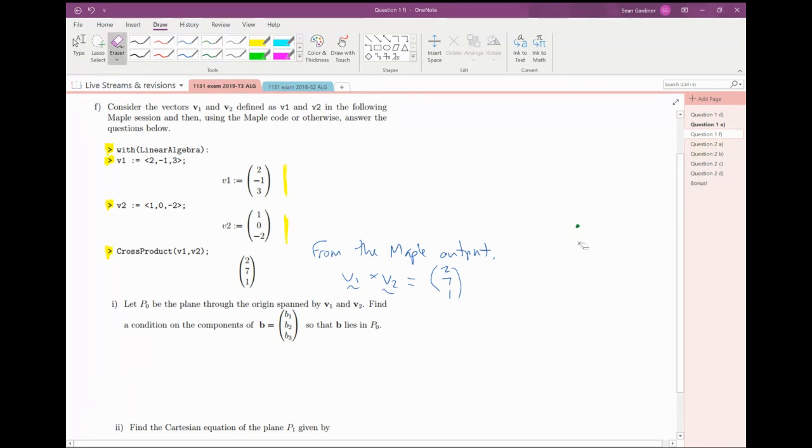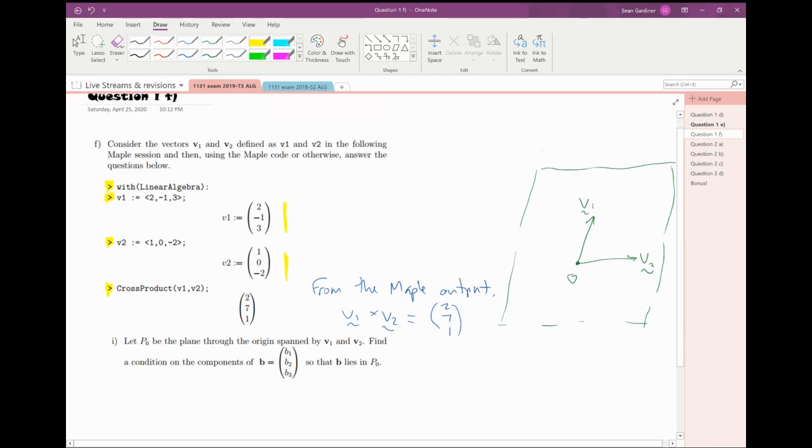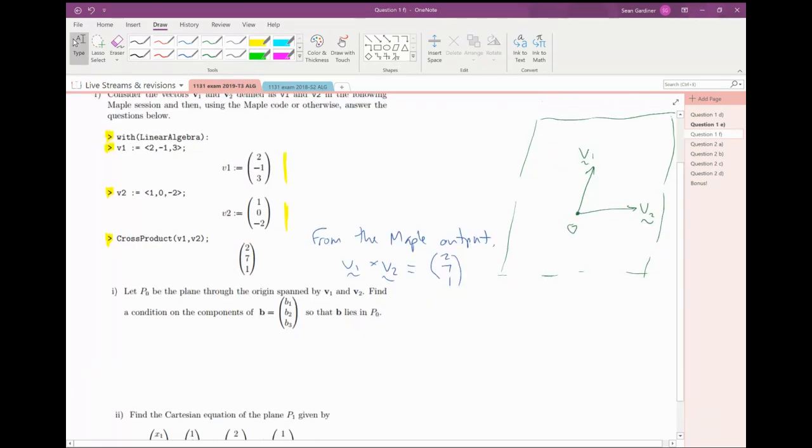That's an O, right? We have the origin, and we have two vectors, v1 and v2. Who knows where exactly they point, but they point from the origin. And we're talking about the plane P0, which of course extends infinitely in all directions, but v1 and v2 span it, and it goes through the origin, right? So it's not the easiest thing to draw, but just for a sketch, that's probably good enough.